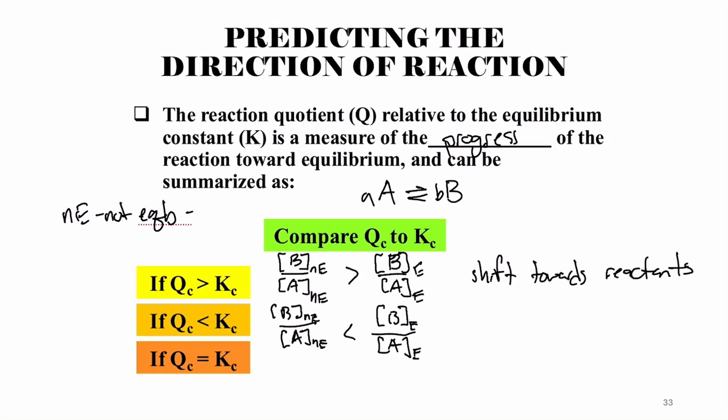Now we're saying that this value is smaller than that, which means that we have too much A relative to B in our mixture. So the reaction is going to have to shift to make more products to then reach the equilibrium ratio. So this is going to shift towards the products.